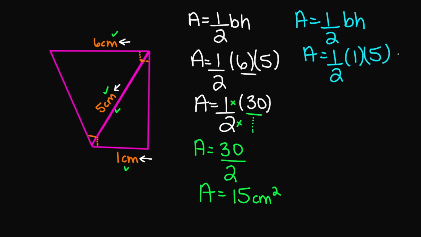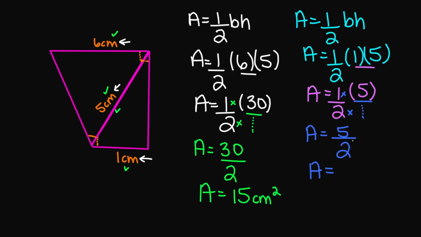5 times 1, which is what we have here. So A equals 1/2 times 5 times 1, which is 5. Then we multiply across: 1 times 5, and then 2 times your imaginary 1. So we have A equals your numerator 1 times 5 is 5, and your denominator 2 times 1 is 2. And when you divide 5 divided by 2, this is going to give you 2.5 square centimeters.